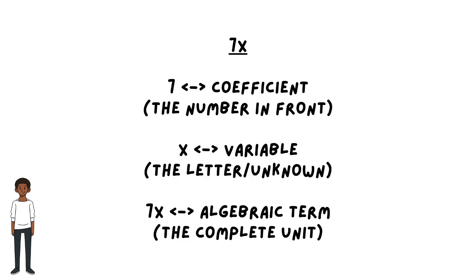First, let's define what an algebraic term actually is. In its most basic form, an algebraic term is simply a number placed in front of a variable, like 7x. The number part in front, here the number 7, is called the coefficient, and the letter part, here x, is called the variable. Together, the coefficient and the variable form a single algebraic term.